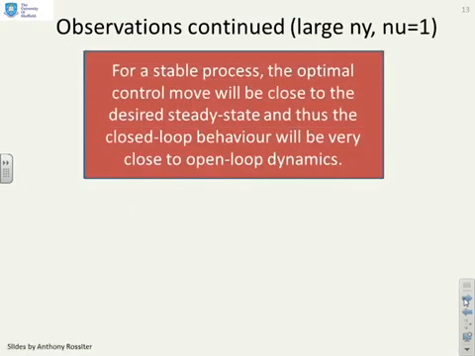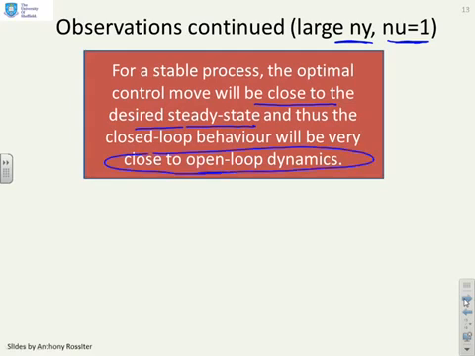So then, for a stable process, the optimal control, and this is with large NY and NU equals 1, will be close to the desired steady state, and thus, and this is the key thing, you're going to get something which is very close to open loop dynamics. You've only chosen NU equals 1. You've basically said move the input to the value which gives me a small steady state error. So the input is going to be something pretty close to a step, and therefore you're going to get open loop dynamic behavior.